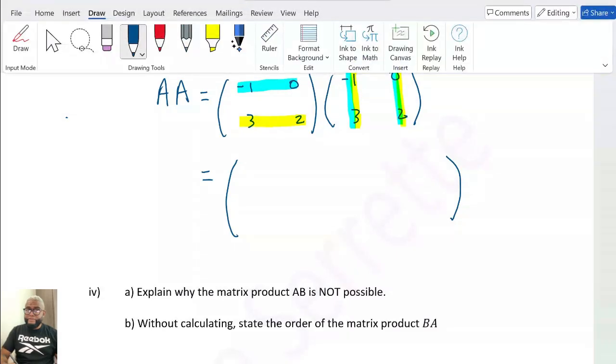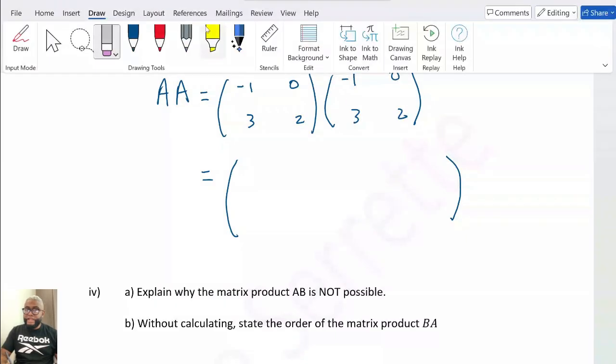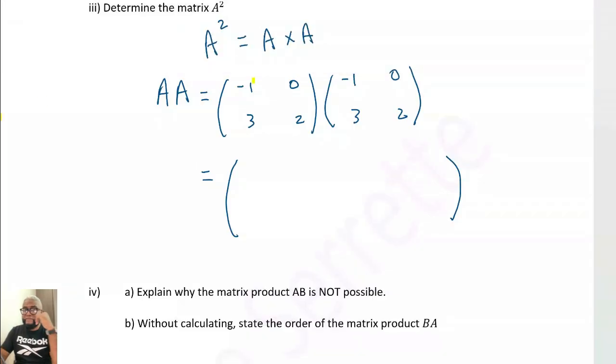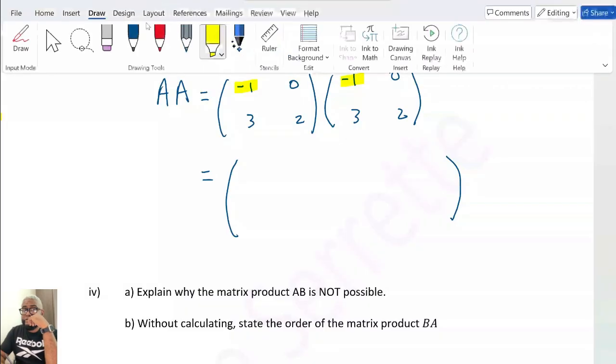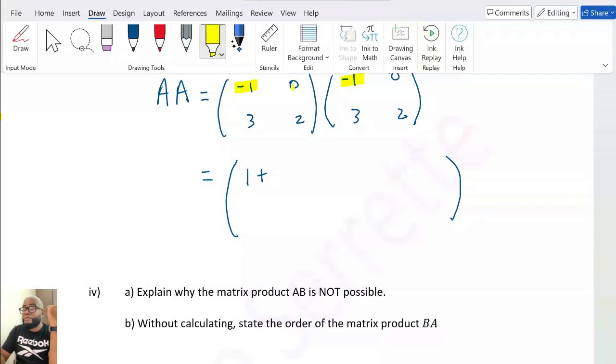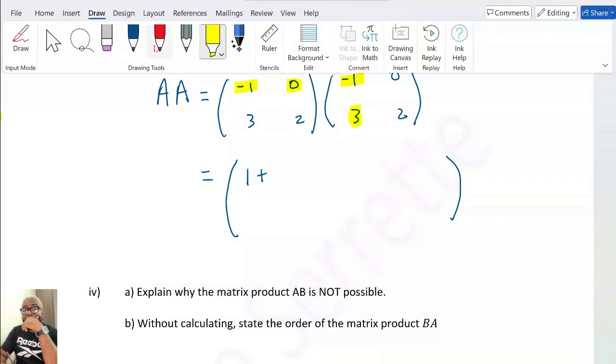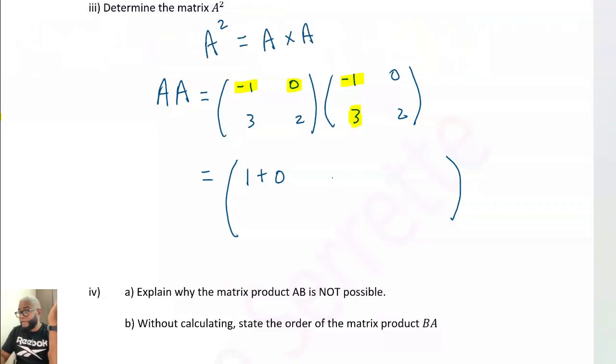Okay, so let me hear what we do. Let's go down and hit the numbers we're going to multiply first, right? So negative 1 by negative 1. Negative 1 multiplied by negative 1 will give me positive 1. Plus 0 by 3. 0 by 3 is 0. Everybody good there? That is the first multiplication there.